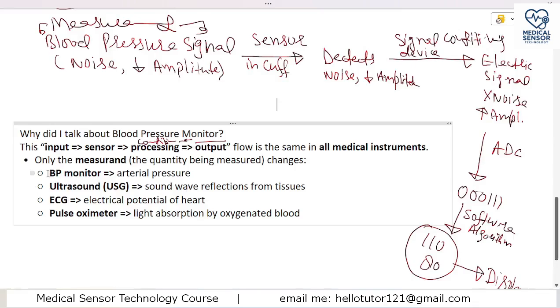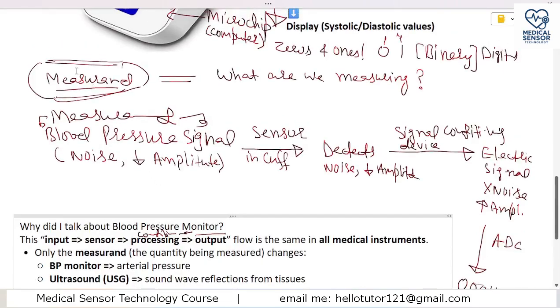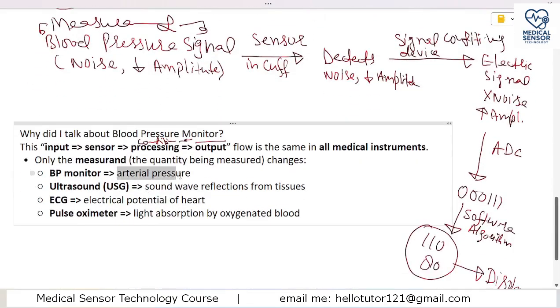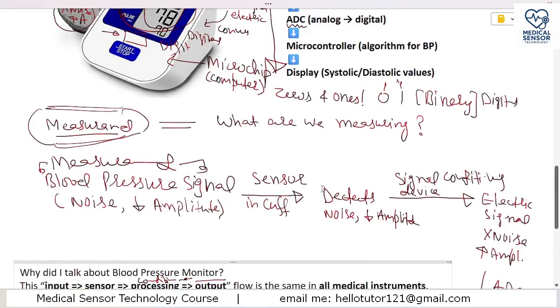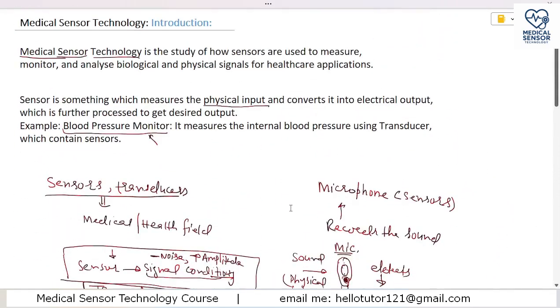For example, in the blood pressure monitor the measurand is arterial pressure. In the USG, the measurand is sound wave reflections from tissues. In ECG, electrocardiograph, the measurand is the electrical potential of the heart. In the pulse oximeter, the measurand is light absorption by oxygenated blood. So this was the introduction to medical sensor technology.